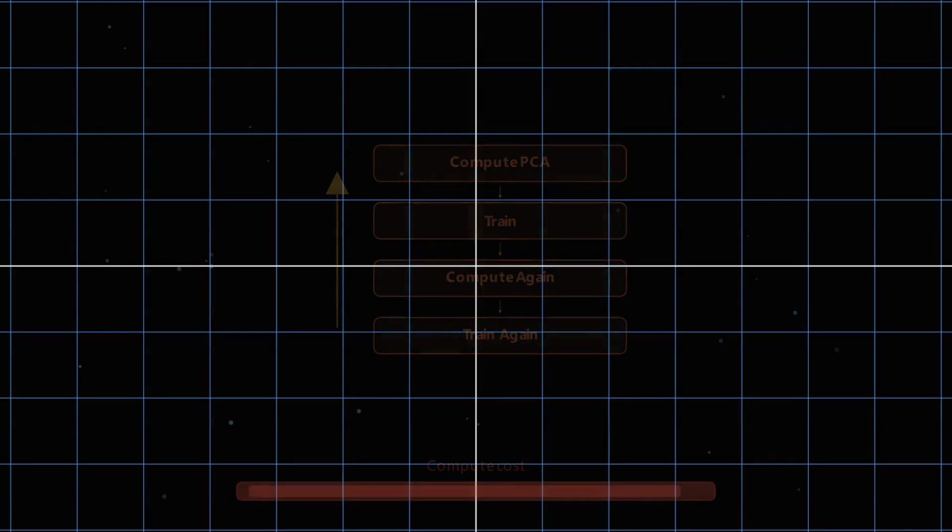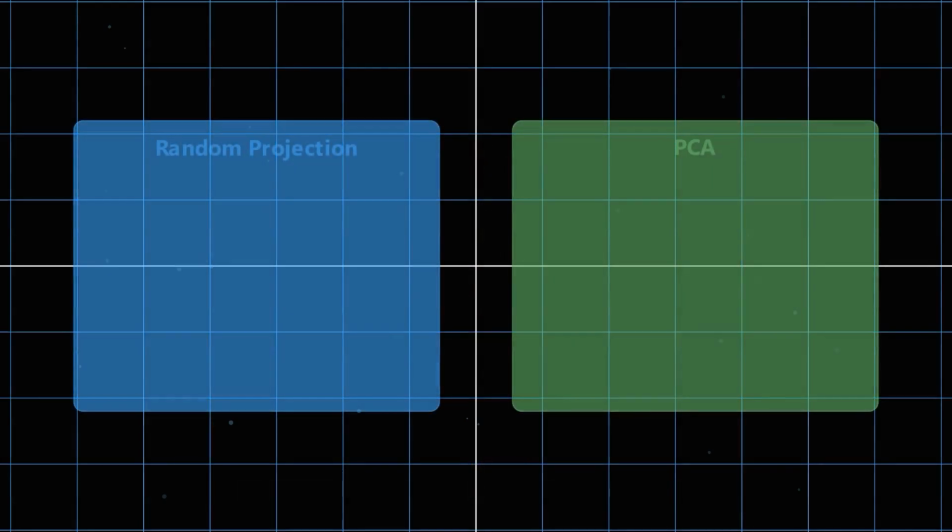Random projection is incredibly simple. Generate one random matrix, and you're ready to go. PCA is much more involved. It must analyze the data, estimate the covariance structure, compute the principal directions, and then project the embeddings.